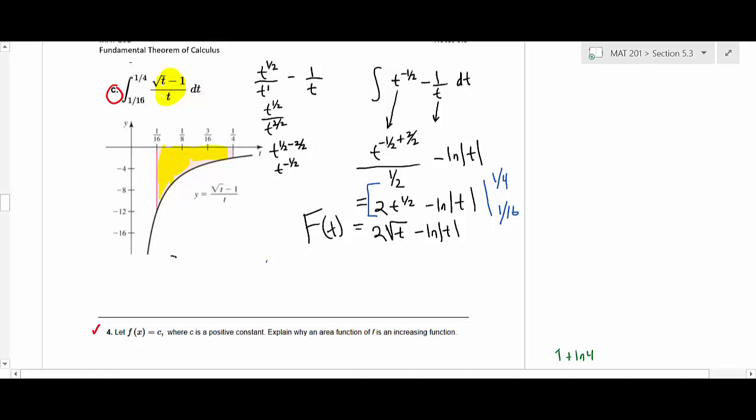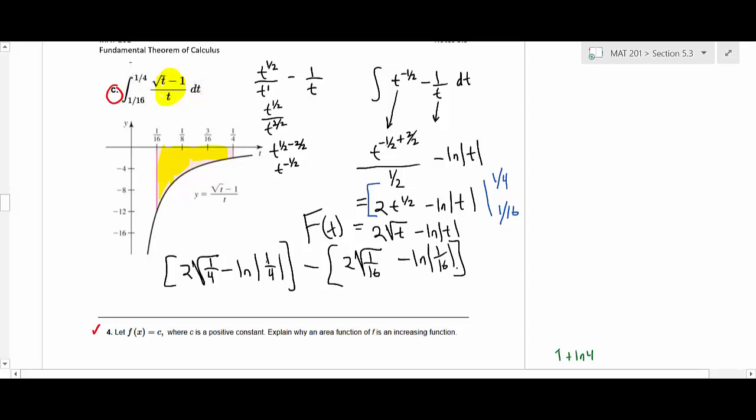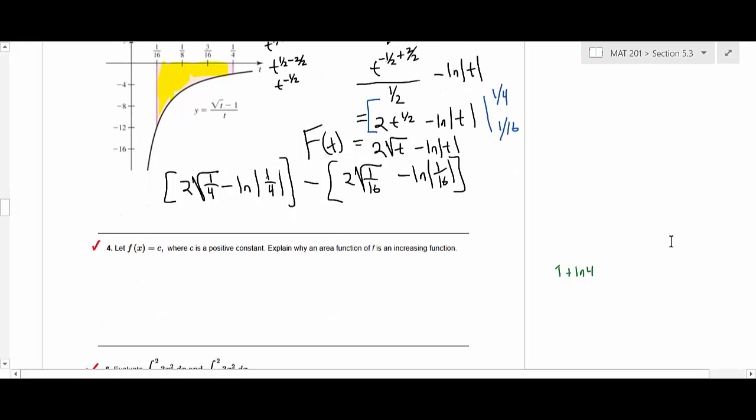So first thing is plug in the 1/4. So you're going to have 2 times the square root of 1/4 minus the natural logarithm of 1/4. That's the upper limit. Now subtract and then plug in the lower limit like that. So you're going to do 2 times square root of 1/16 minus natural logarithm of 1/16. So that's how that goes. Then to finish this up, we got to do the arithmetic. The part of these problems that sometimes is messy is the arithmetic. So you got to kind of get used to that.